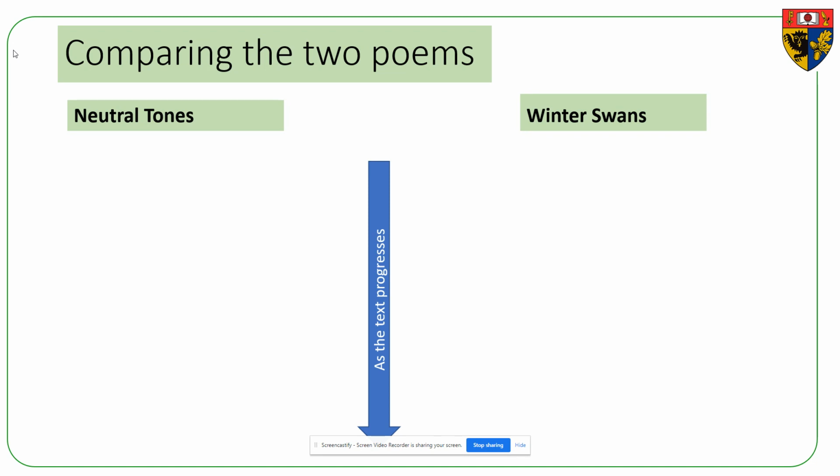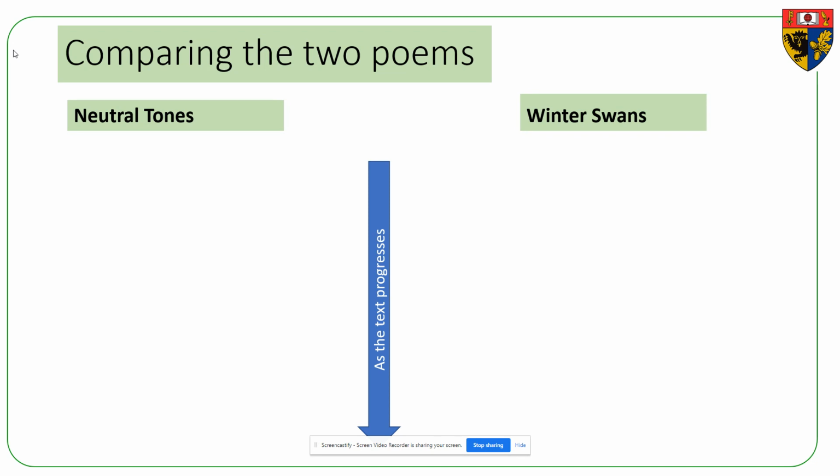So we're focusing then on Neutral Tones and Winter Swans. We need to keep our eye on the word nature or elements of nature all the way through. Remember, with the plan, we follow the progression of the poem. So start with ideas from the beginning of the poem, then progress to ideas from the middle of the poem, and end with ideas from the end of the poem. It's logical, it's clear, and it shows that you can understand what happens as we progress through the poem, which lots of students miss, particularly when they jump into the end of the poem and talk about the cyclic structure, for example.